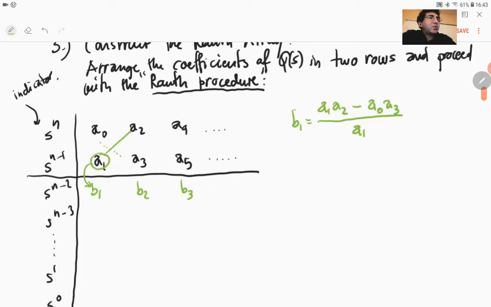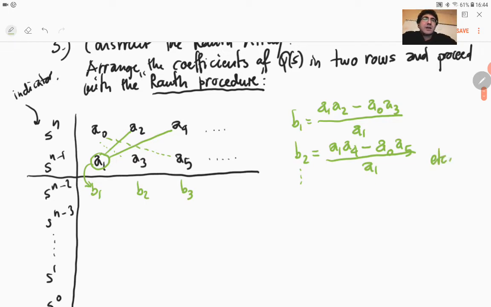Similarly, b2 will be calculated this time like this. We will have a1 a4 minus a0 a5, divided by a1 again. Okay, and this goes on like this with b3, for which you will use the next set of coefficients, and so on, etc.